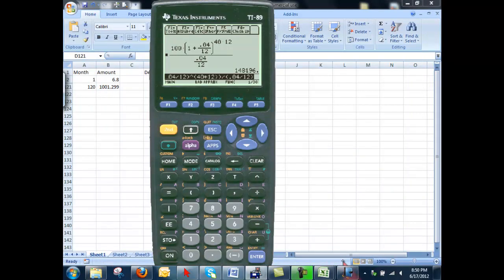Oh, I forgot something important. I forgot the -1. Let me show you how you can edit on a graphing calculator. So the answer is not correct yet. Hang on just a second. Let me come here. And I should have right here entered a -1.